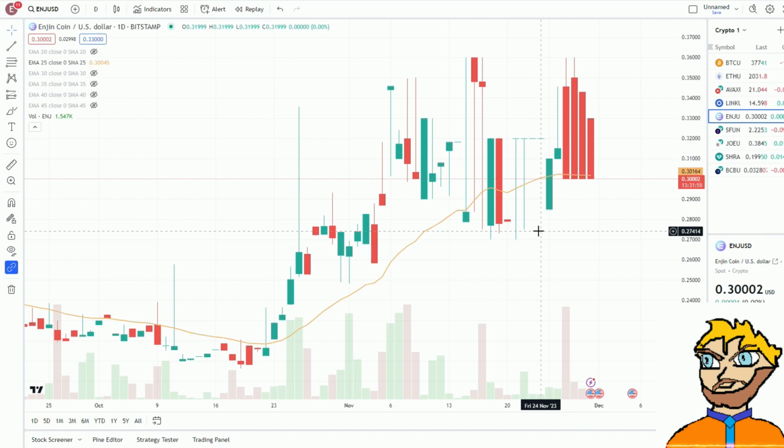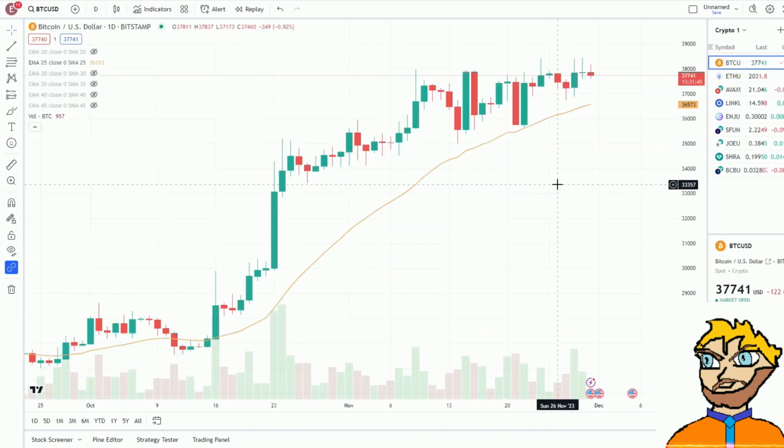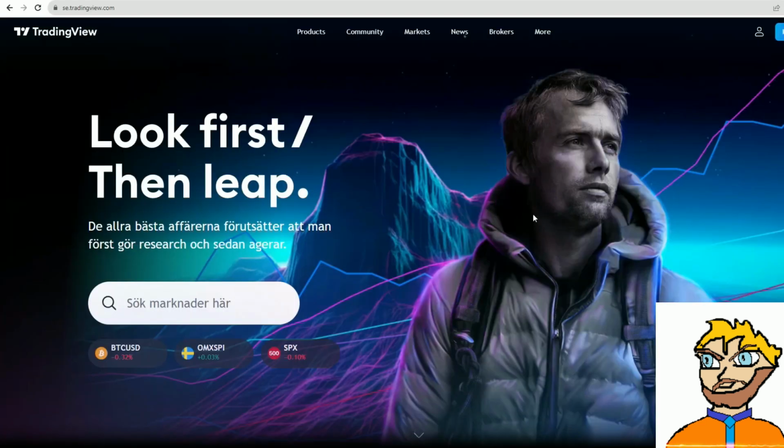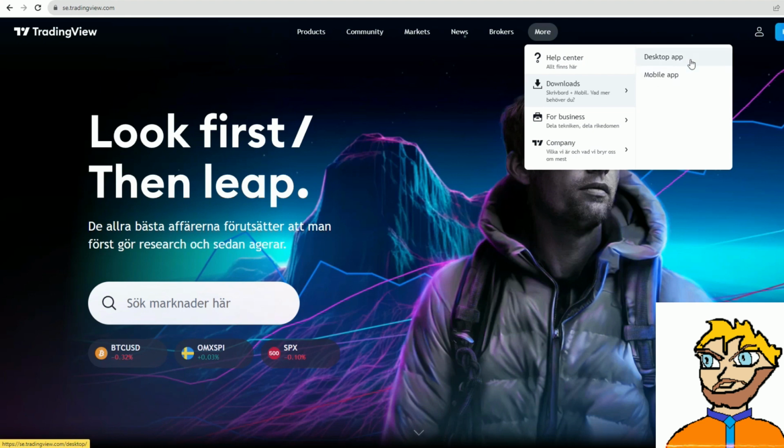So this is what I'd like to show you. This is TradingView. Currently I've got the ETH chart here, but we're going to use the Bitcoin chart. You can find TradingView by googling it, and then this will pop up. So you Google TradingView, go into the link, and come to TradingView's website, then you go to More, and then to Download and download the desktop app. I don't think the mobile app is the best way to go here if you want to see things clearly.